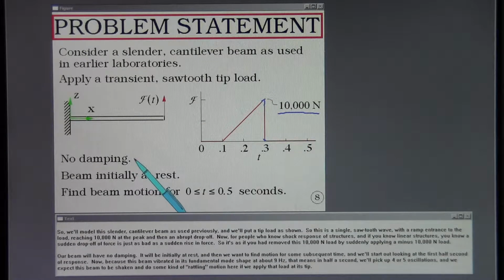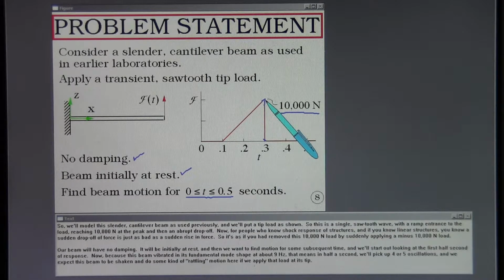Our beam will have no damping. It will be initially at rest, and then we want to find motion for some subsequent time. We'll start out looking at the first half second of response. Now, because this beam vibrates in its fundamental mode shape at about 9 hertz, that means in half a second we'll pick up 4 or 5 oscillations. And we'd expect this beam to be shaken and do some kind of rattling motion if we apply that load at its tip.